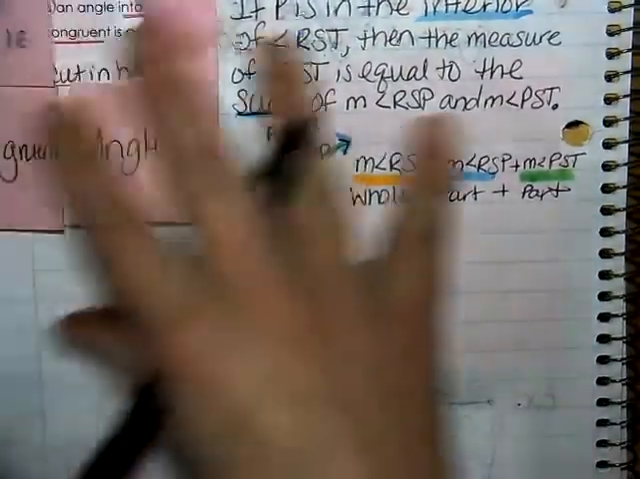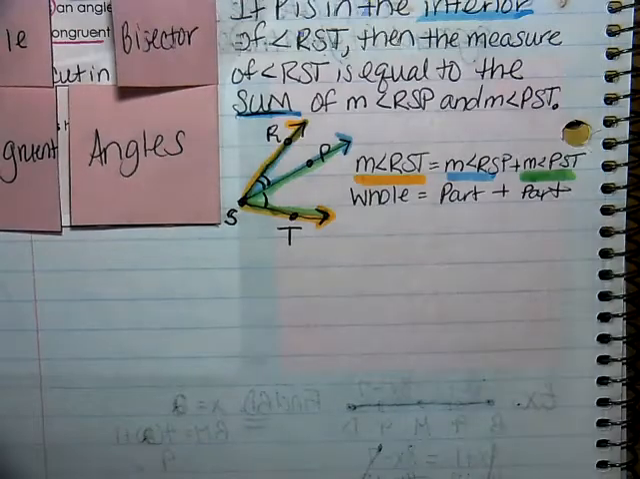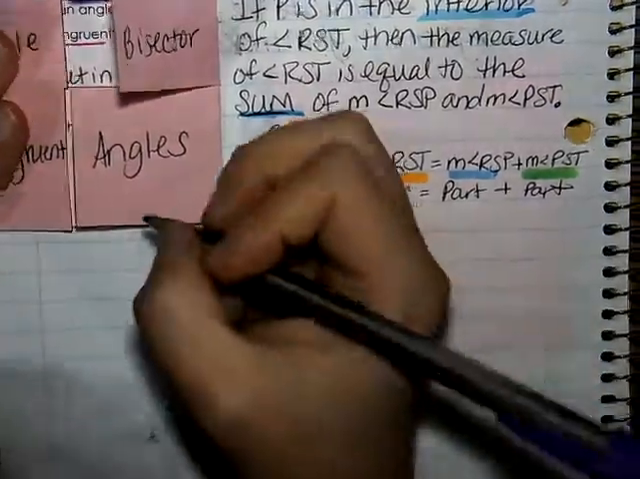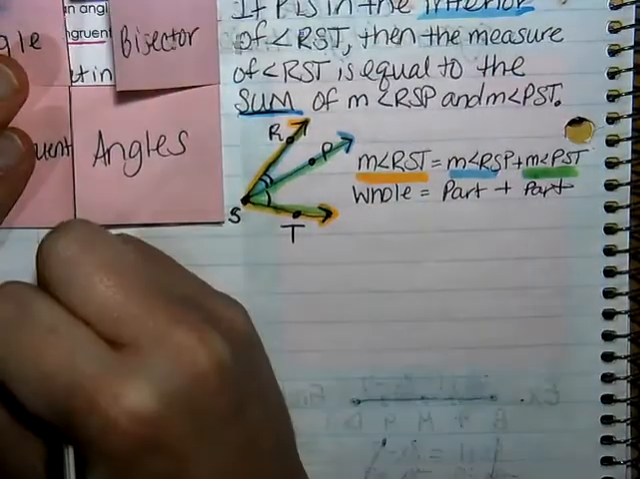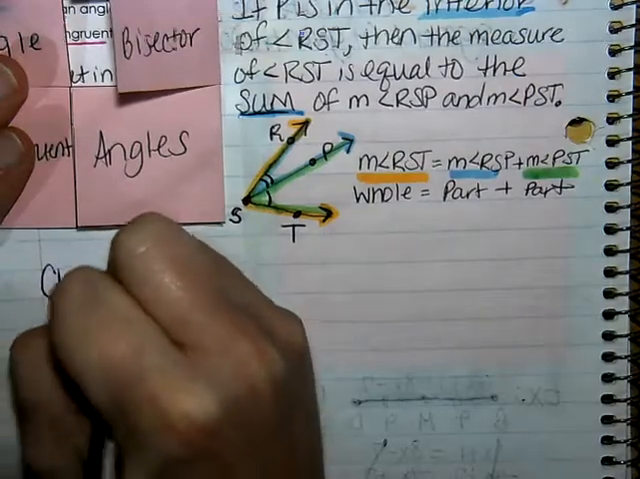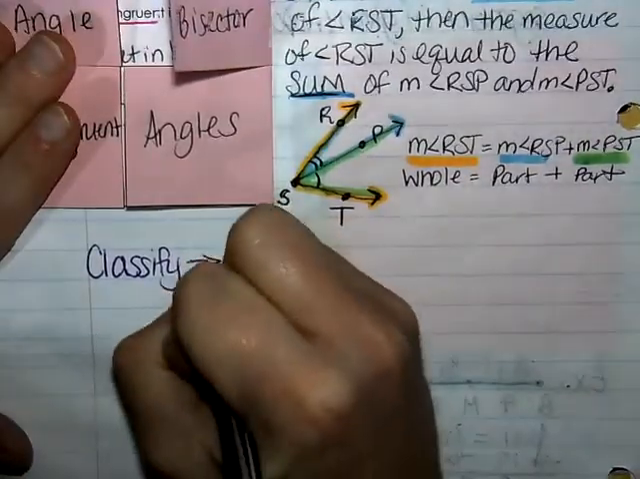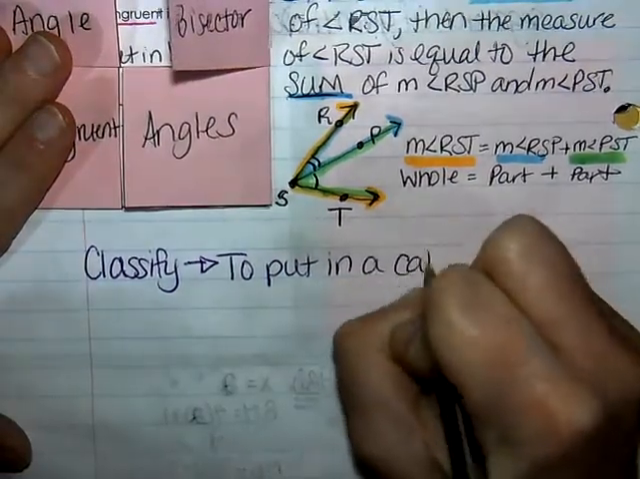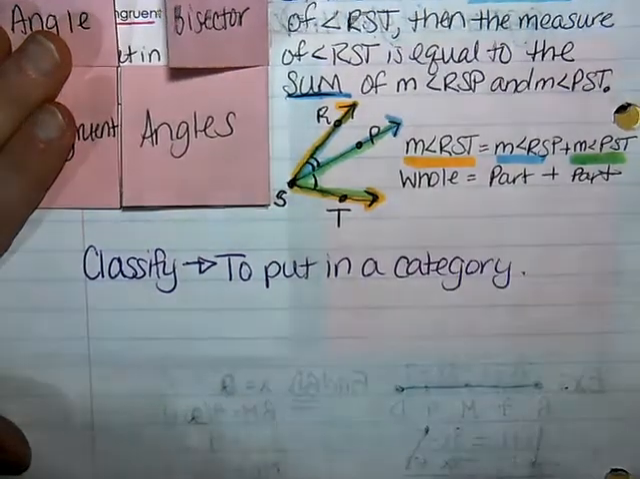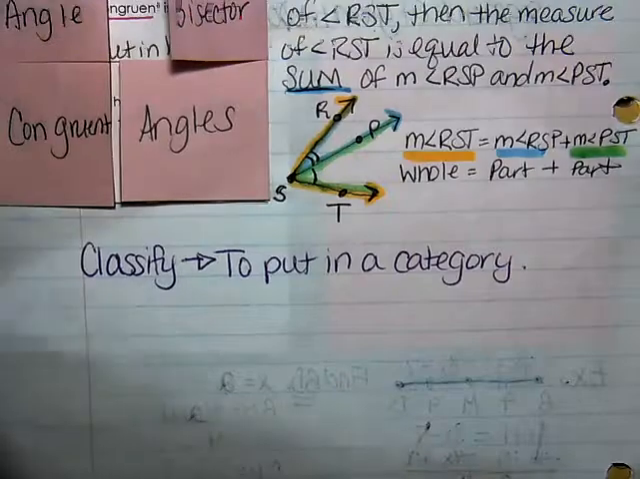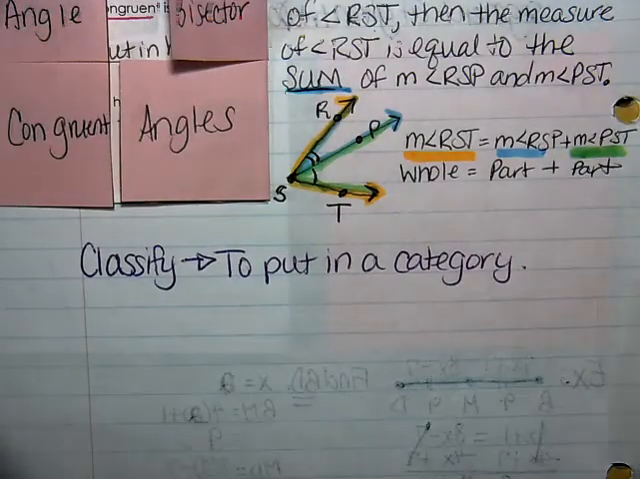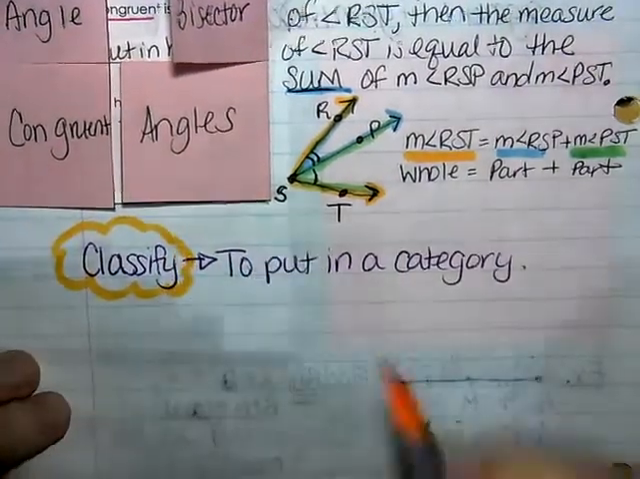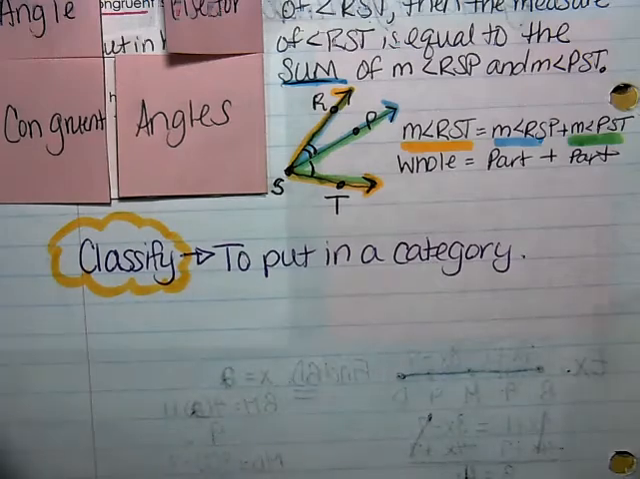All right, so this is what some of the different types of problems that we are going to be working with and using. But there exist different types of classifications. So the word classify means to give it a category. Classify means to put in a category. And there are 4 different categories of angles. And this language of classify is going to be something that you will see in your homework.